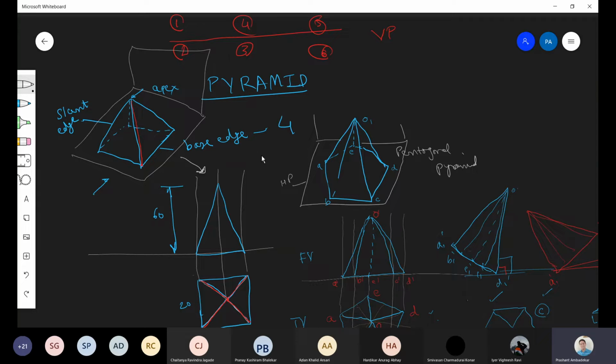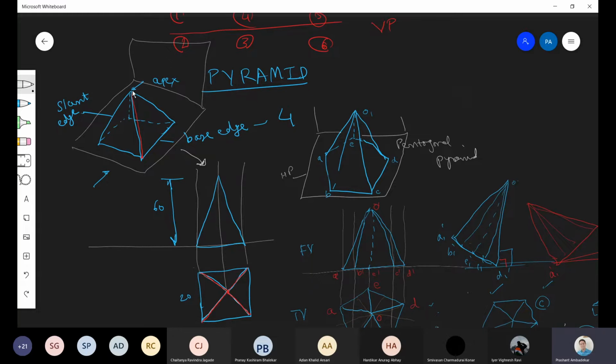Depending on the shape of the base, if it is circular, it is called a cone. If it is square, it is called a square pyramid. If it is rectangle, it is called a rectangular pyramid. If it is pentagon, then it is called a pentagonal pyramid, and so on.